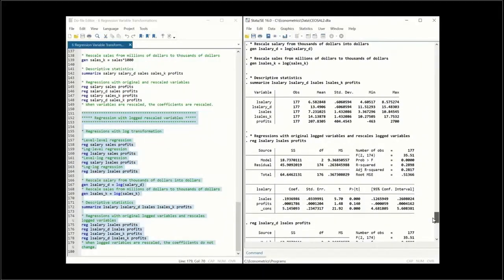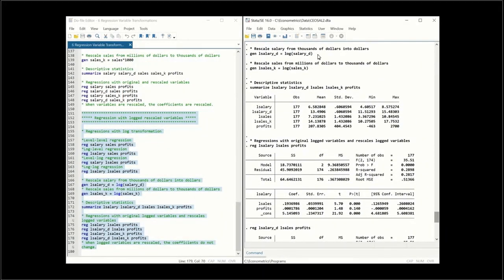Okay, so now let's rescale salary from thousands of dollars into dollars and then take the log of it. So we already calculated this variable, taking the log. This will be the log of salary in dollars. And then rescale the sales from millions of dollars to thousands of dollars. So again, that variable was transformed. We're taking the log of it.